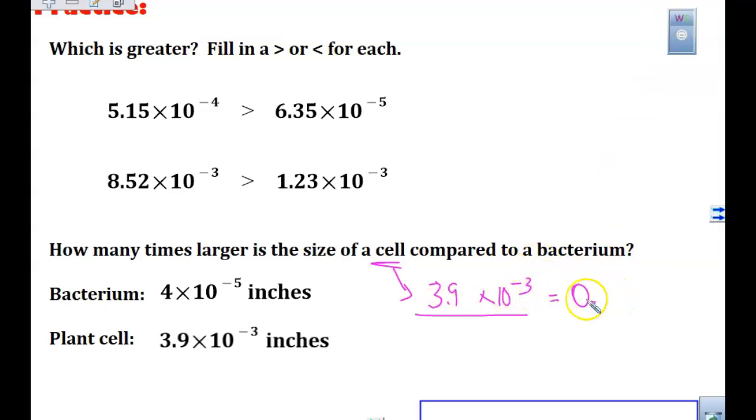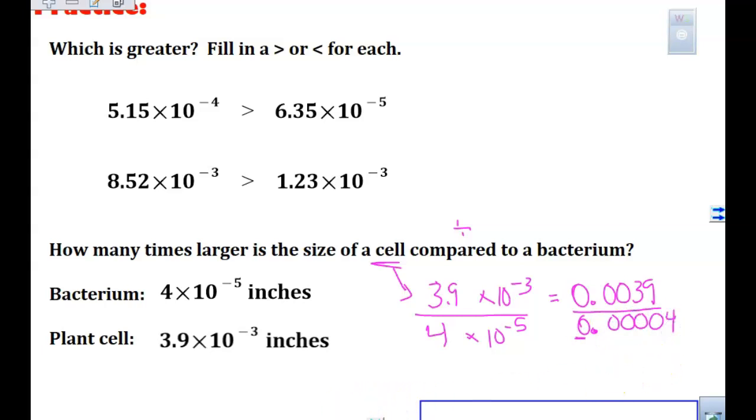This -3 tells us 1, 2, 3. So this number could be put in our calculator, right? And we are dividing it by the bacterium, right? So this is cell divided by bacterium, which is 4 times 10 to the -5. That means if I'm looking at my decimal, I should have 5 zeros, including this one. So that's 1, 2, 3, 4, 5, and the 4.